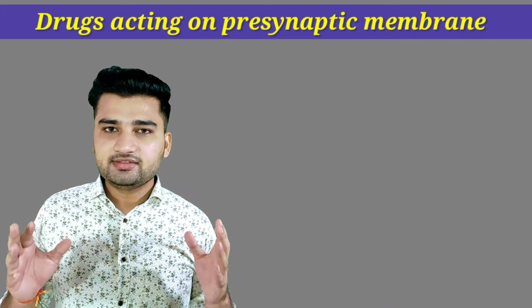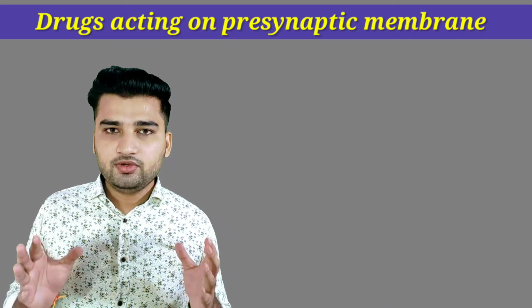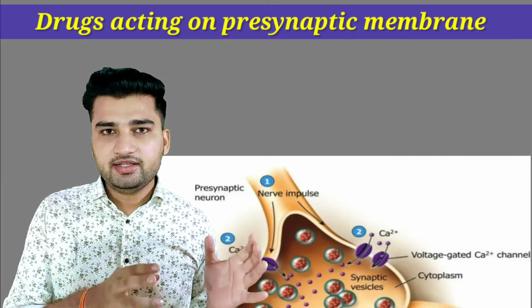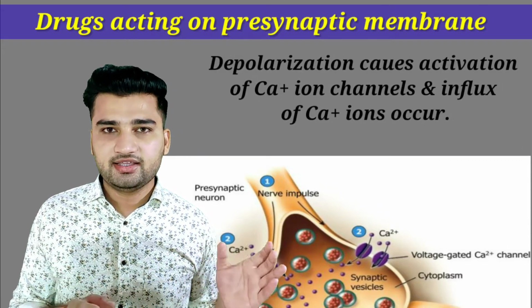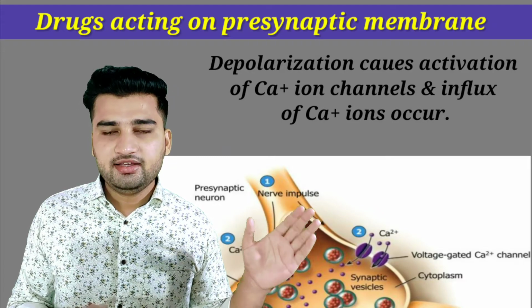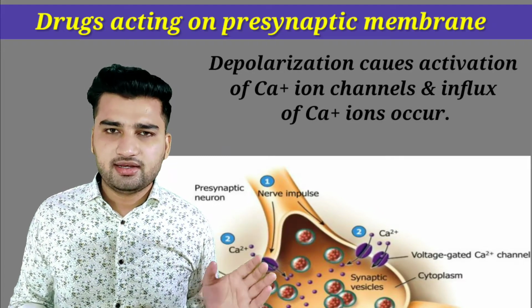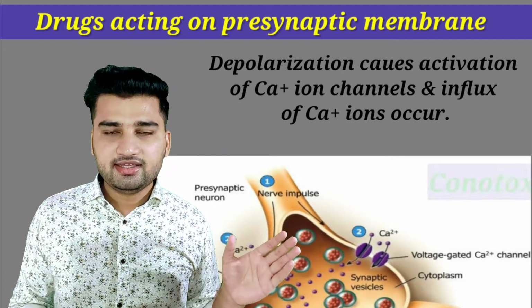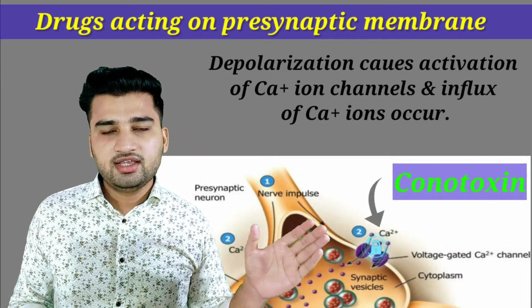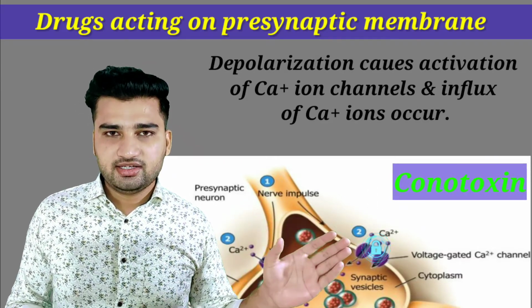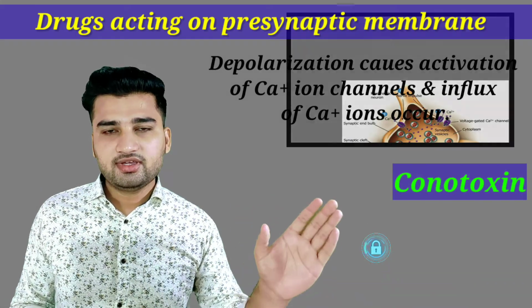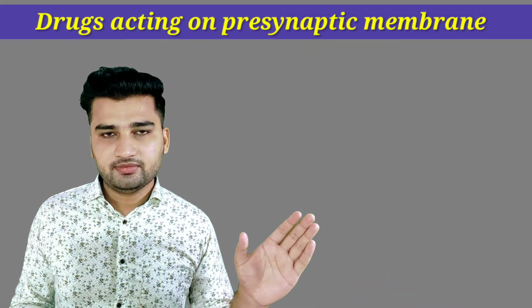Now come to the second step of neuromuscular junction. We know that depolarization at the nerve ending causes the activation of depolarization sensitive voltage gated calcium ion channels, and influx of calcium ions into the presynaptic membrane occurs. But there is a drug called conotoxin that blocks the activity of these voltage gated calcium ion channels. So there is no influx of calcium into the presynaptic membrane.